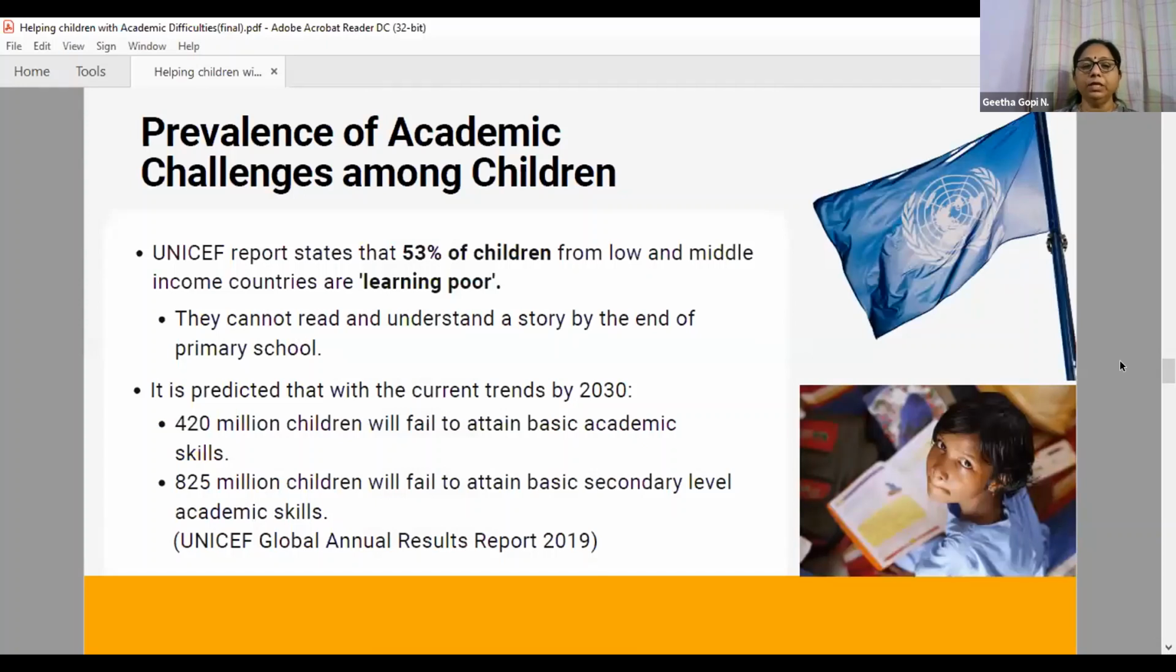Many of them, if they have trouble with attaining foundational literacy and numeracy, may fail to attain basic secondary level academic skills as well, which is like in middle school, high school. Obviously, if the primary skills are deficient or not on par with others as expected of grade levels, then definitely in the secondary level, they're bound to have difficulties.